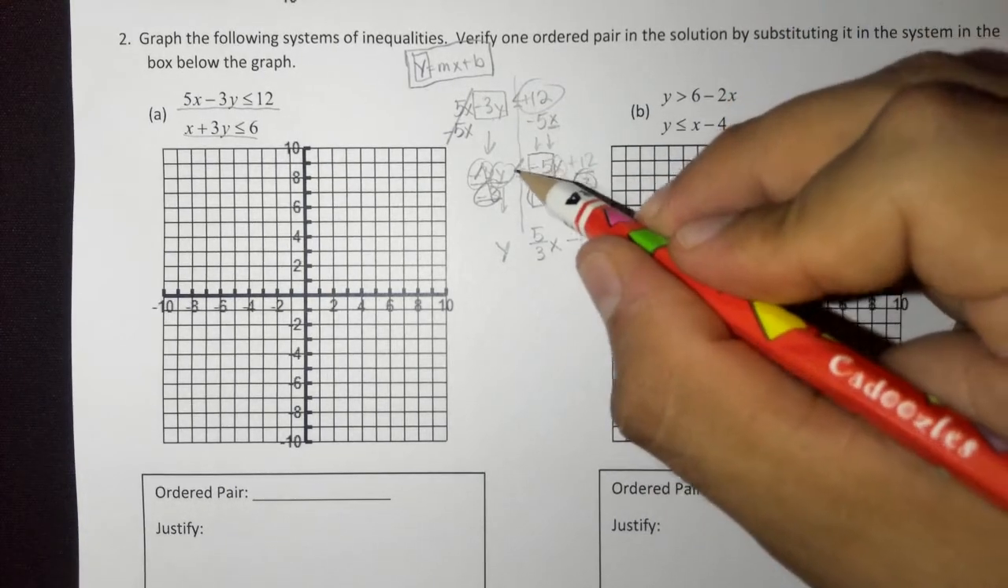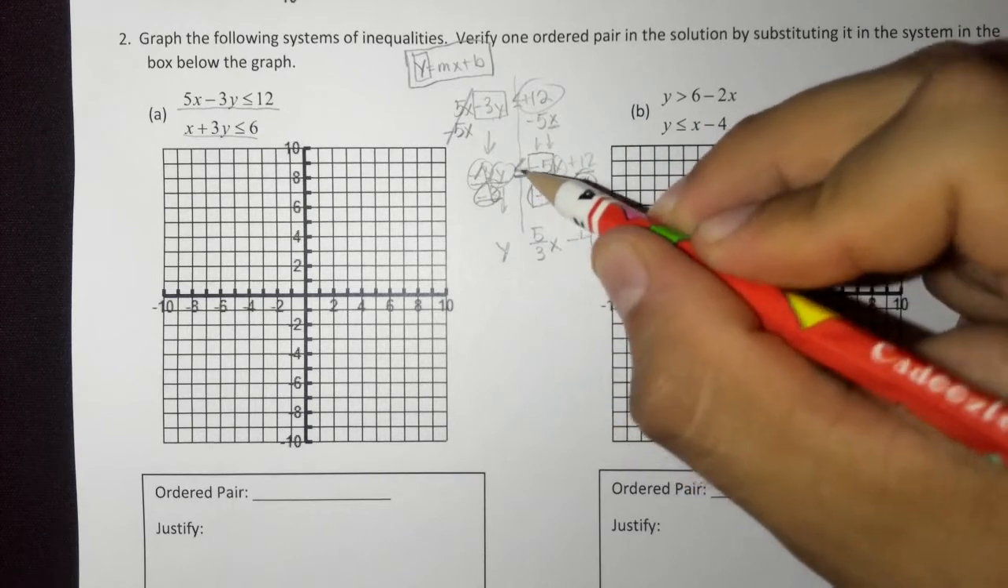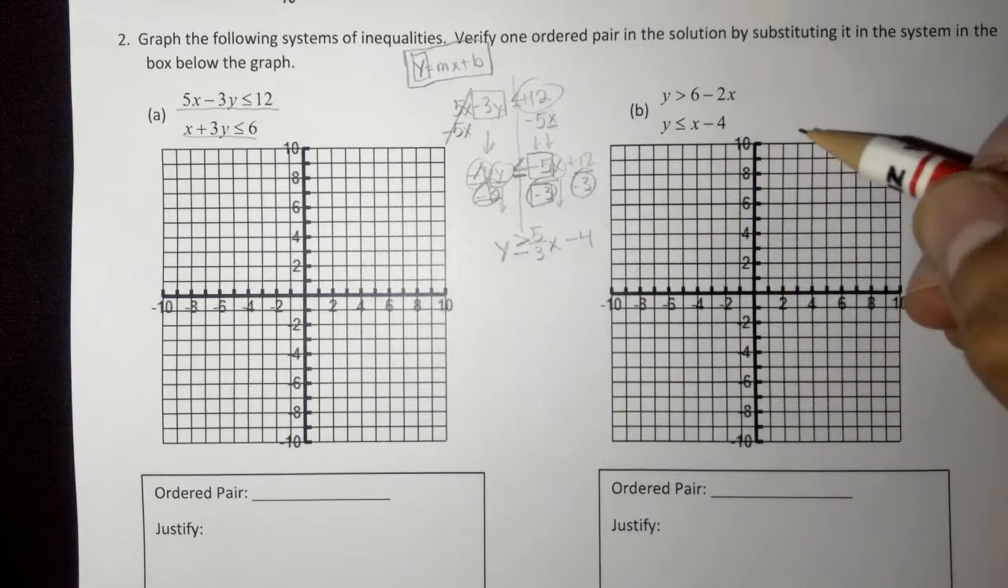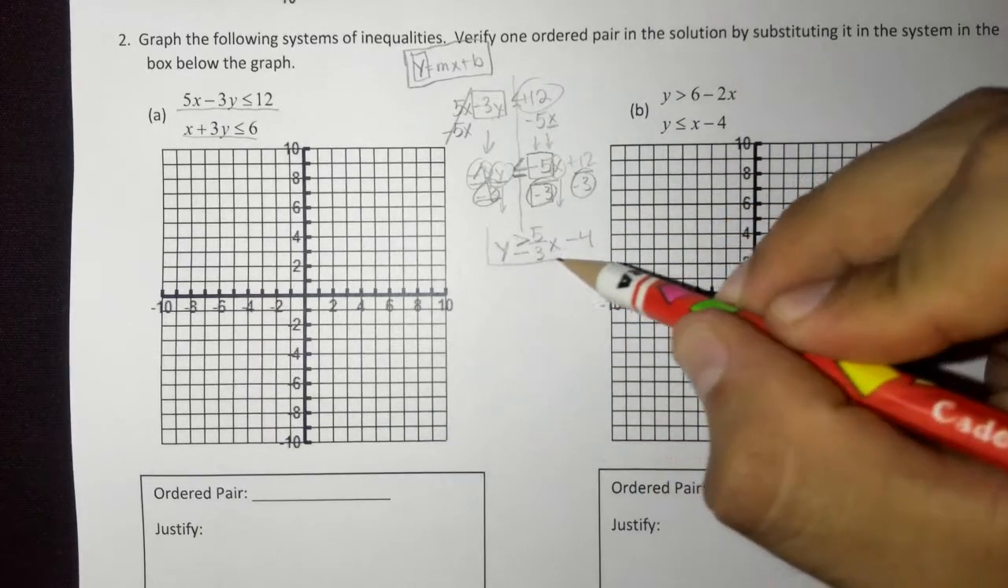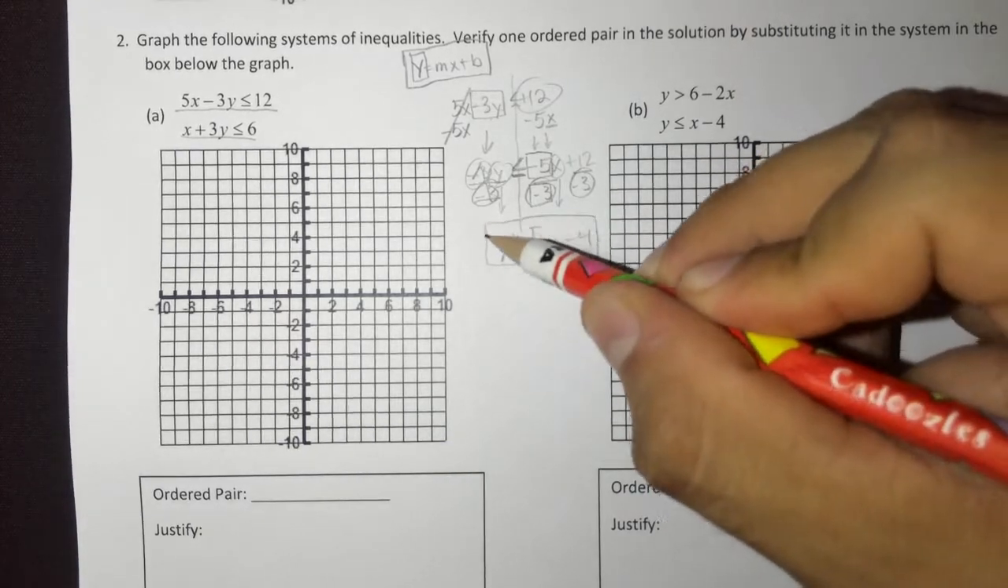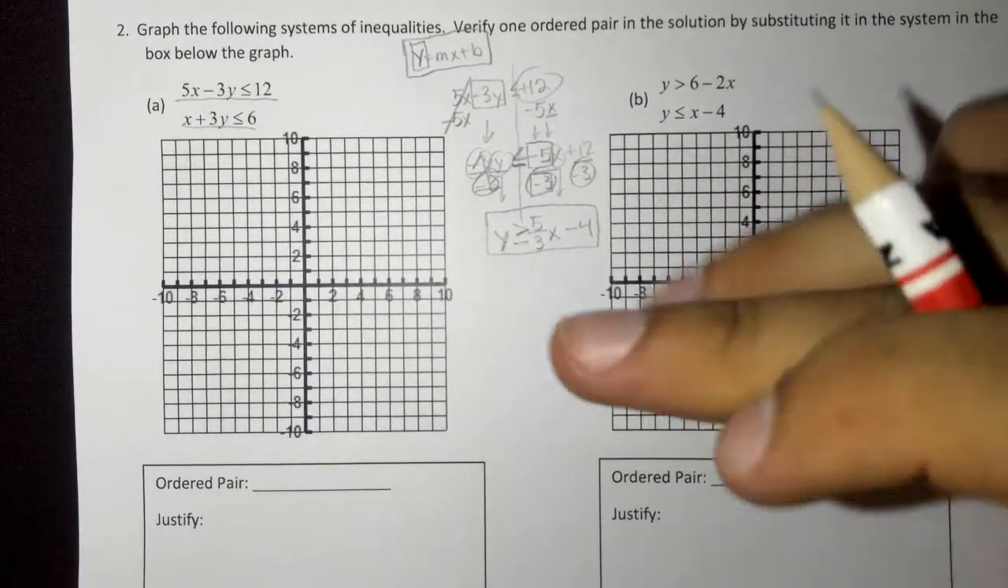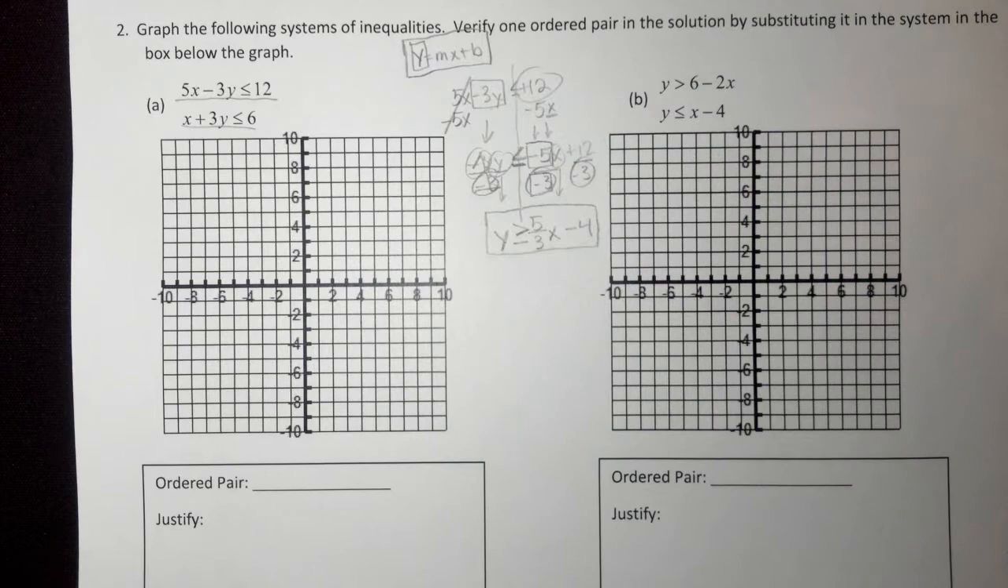So right now my inequality was pointing towards the y. Since I divided by a negative number, that's going to flip, and it's going to actually point the other way. So now the equation that I need to graph is going to be y greater than or equal to 5/3 x minus 4. And then of course now we can actually talk about the graphing part.